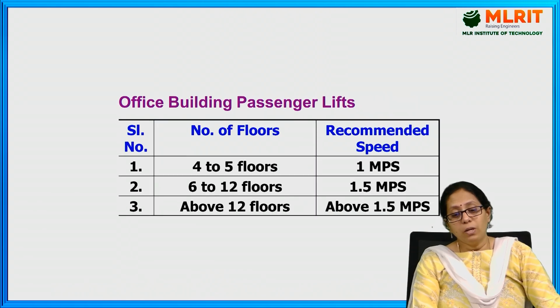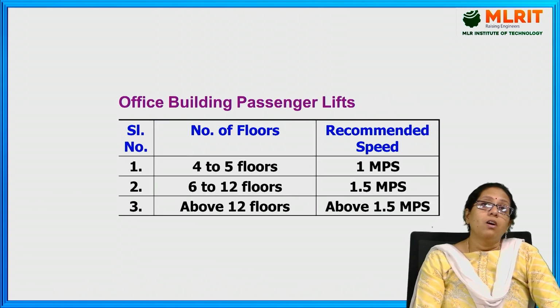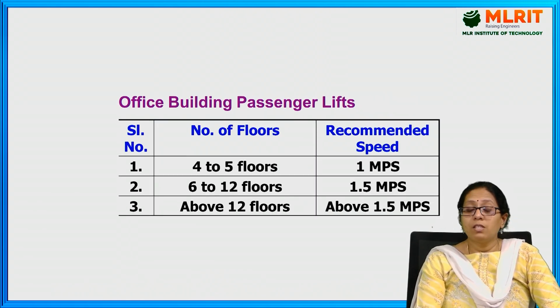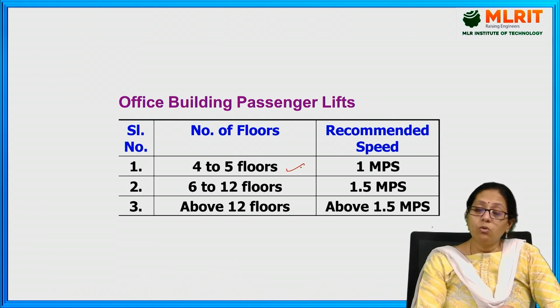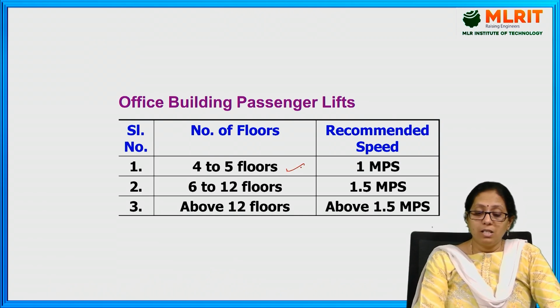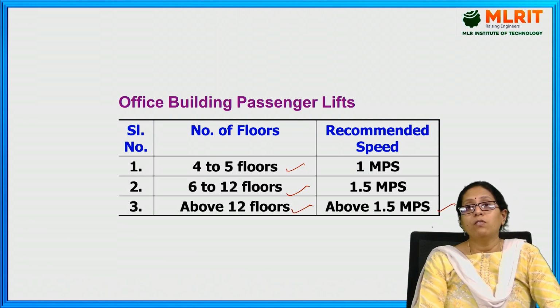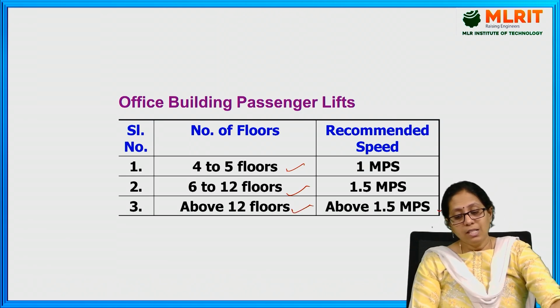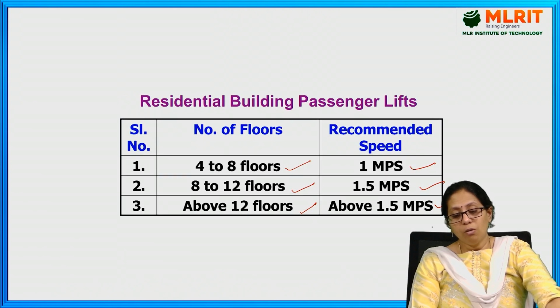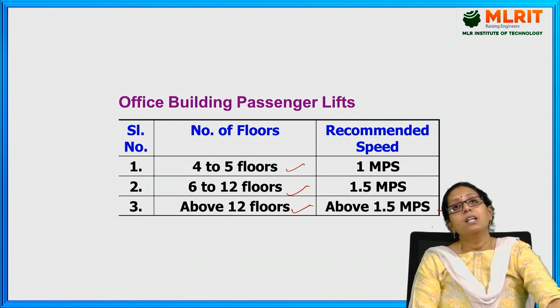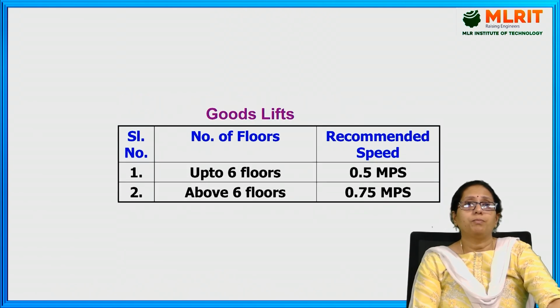The third one is office buildings. In office building passenger lifts, for up to 4 to 5 floors, the speed is 1 meter per second, for 6 to 12 it is 1.5, and above 12 it is 1.5 meters per second. Here you can see it is almost similar to residential buildings.